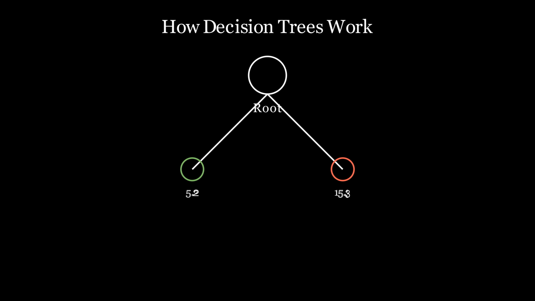The decision tree algorithm for regression works by recursively splitting the dataset into subsets based on feature values. The goal is to create subsets where the target values are as similar as possible, meaning that the variance of the target in each subset is minimized.